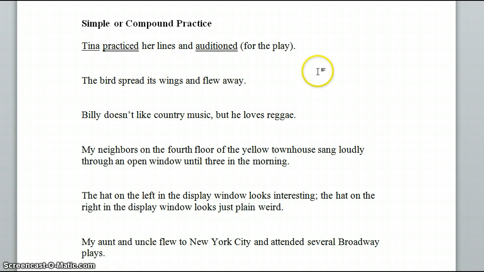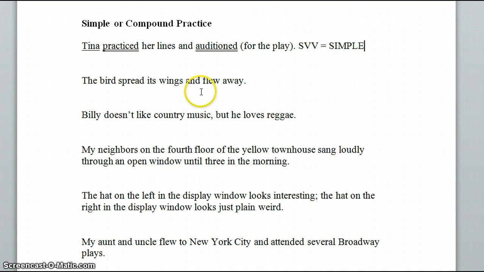So this particular sentence is an SVV pattern. Subject, verb, and verb. SVV. And this is a simple sentence. SVV equals simple. All right, let's look at this one. It's similar. The bird spread its wings and flew away.